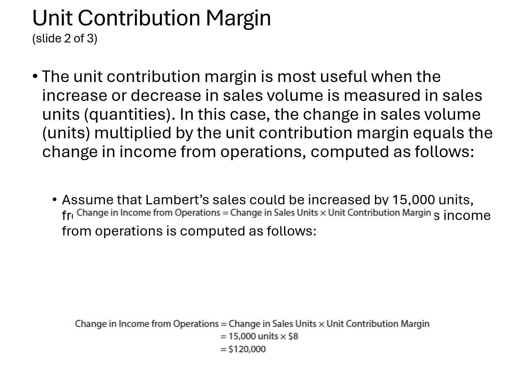The unit contribution margin is most useful when the increase or decrease in sales volume is measured in sales units. In this case, the change in sales volume multiplied by that unit contribution margin equals the change in income from operations. So if we assume that Lambert sales could be increased by 15,000 units, then we will multiply 15,000 by the unit contribution margin, which was $8, and we will see that we expect a profit increase of $120,000. Let's look at the next slide to prove it.